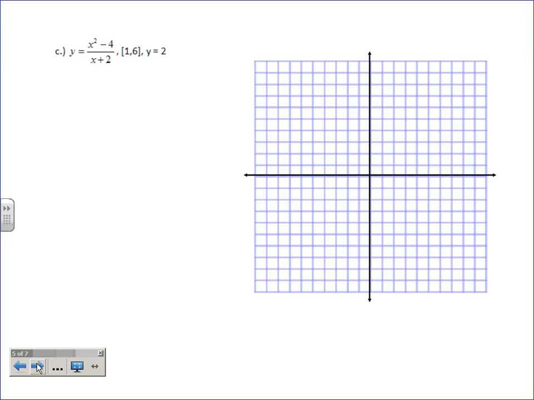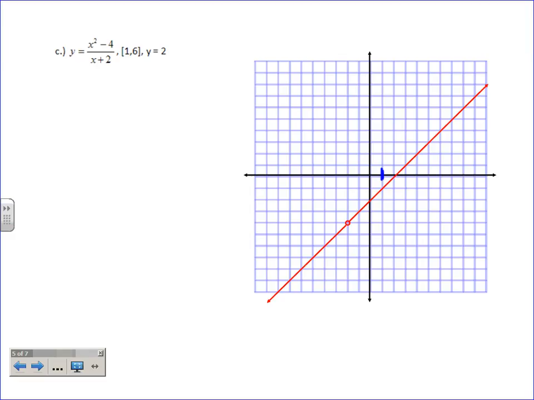Okay, what did you get here? A line with a hole. Yeah, somewhere. -2, -4 is where your hole is. And so we're going 1 to 6.